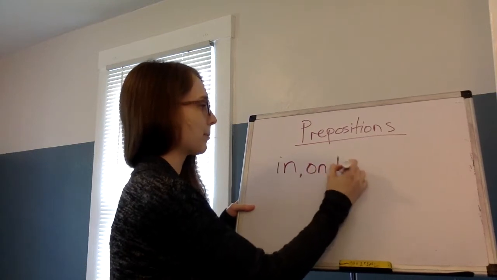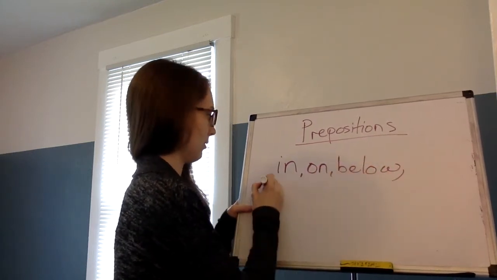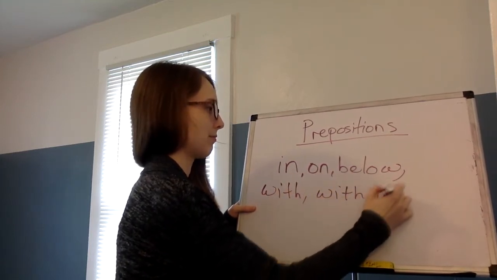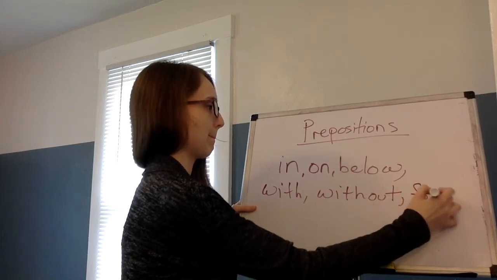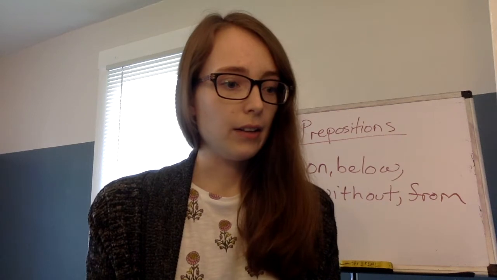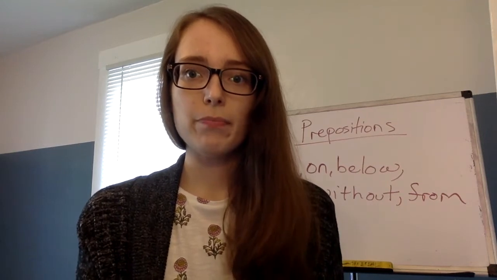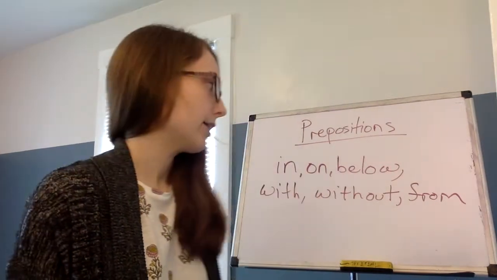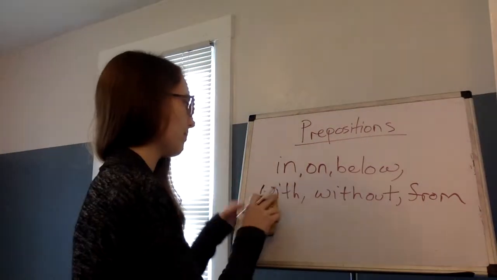In, on, below, with, without, from, right? So those are a few of the prepositions that we use on a regular basis in English. So a preposition is always going to be paired with an object of the preposition. So that next blank, you should have the object of a preposition is the noun that is paired with the preposition. You'll see in your notes there is an example, pretty simple example.